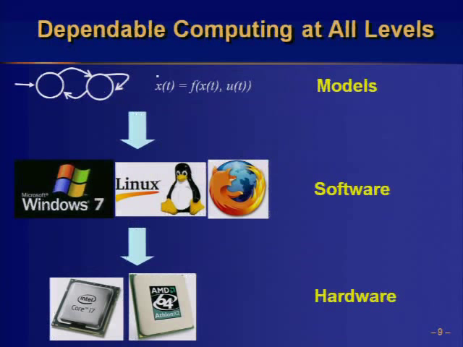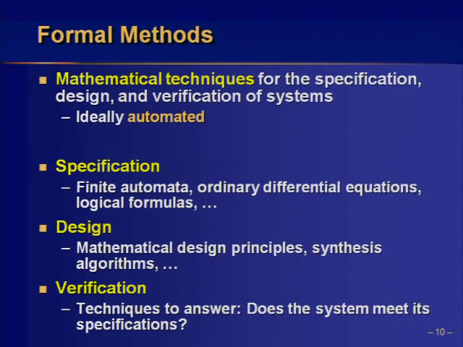I hope these three examples have illustrated that we need to think about dependability at all levels of computing abstraction, all the way from high-level models down to hardware. And we need all the techniques that we can get to address these problems. In particular, my interest and that of several others in the computing science community is in a class of techniques called formal methods. And formal methods, I think, have a lot to contribute to improving the dependability of systems.